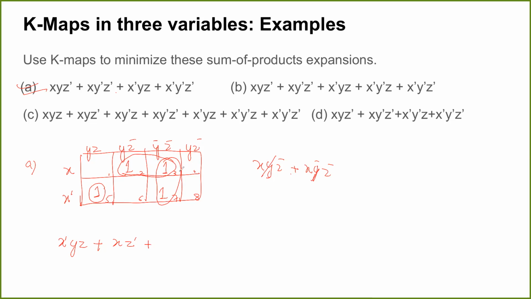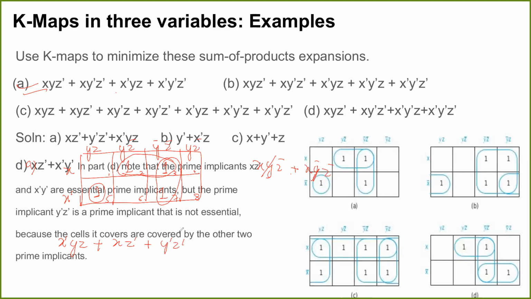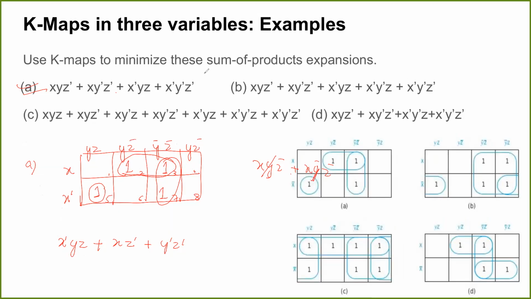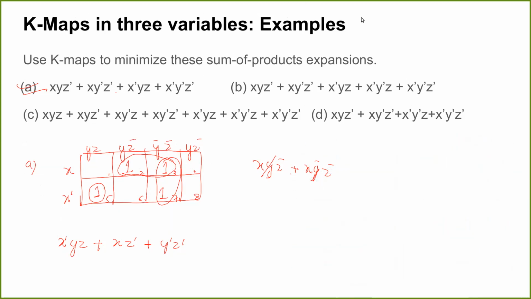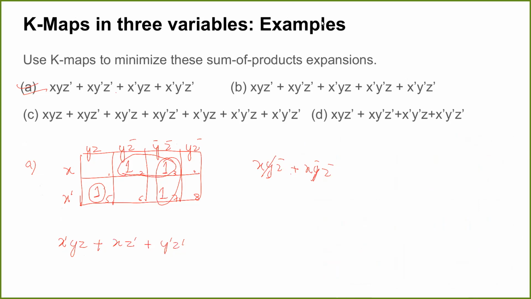What is the resultant of 3, 7, if I just do a pairing of 3, 7? Very good. So this is what we have. We have x z prime and y z prime, and x prime z prime. Let's just quickly see some more examples. Coming back here, let's do part B.